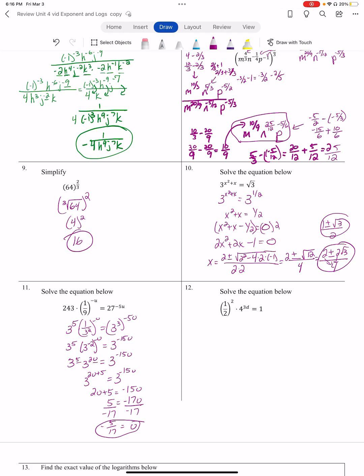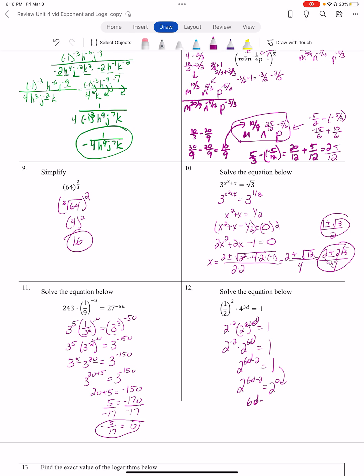And last but not least, this of course is going to be 2 to the negative 2. This is 2 squared to the 3d, is equal to 1. So 2 to the negative 2 times 2 to the 6d is equal to 1. I add my exponents, 2 to the 6d minus 2 is equal to 1. Now I can make anything that's 1 as an exponent to the 0 power. So 6u, or sorry, I'm writing u, d, there we go.